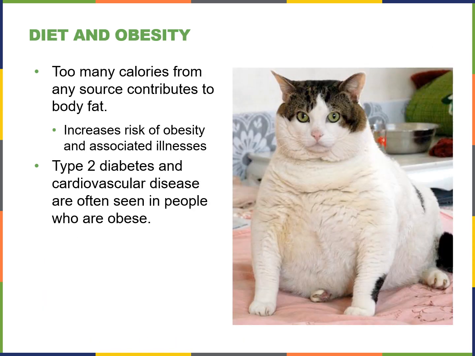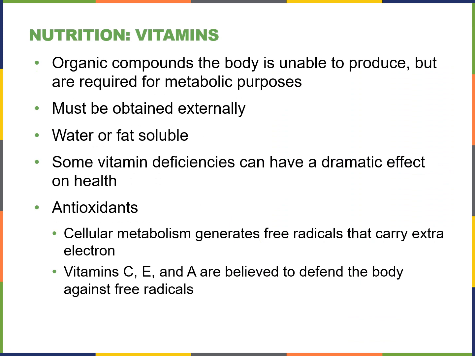And I didn't talk about the unsaturated fats, but don't worry too much about that. And as far as diet and obesity, it is something we hear talked about quite a bit, right? This is when you have too many calories from any source contributing to your body fat, and then you get increased risk of obesity and associated illnesses like type 2 diabetes or heart disease. Different cardiovascular diseases are often seen in people who are obese, or like this cat, or big cat, I should say.